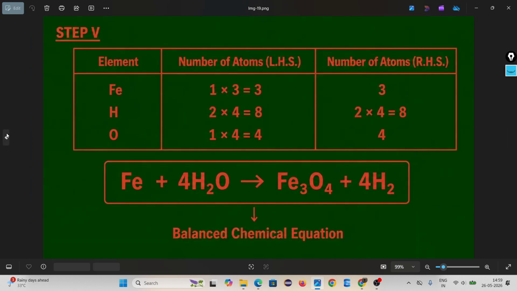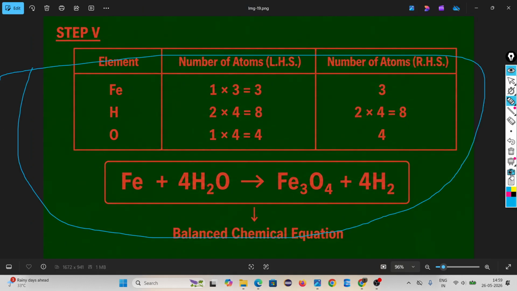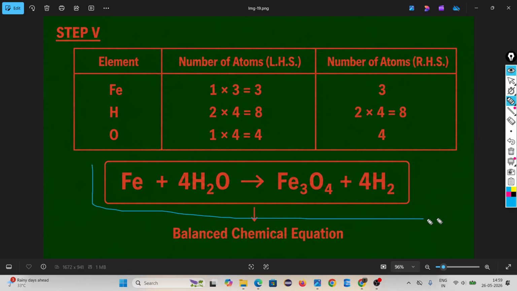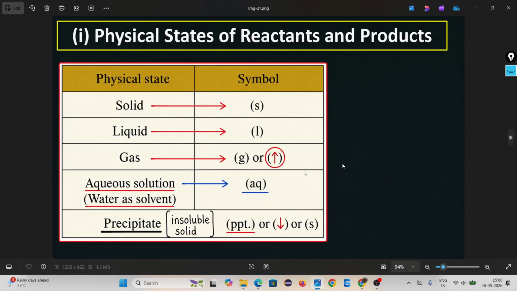Look at this reaction. Iron is in which state? Water is in which state? This iron oxide is in which state? Hydrogen is in which state? You know, na? Iron is solid. Water is liquid. This is also solid. This is a gas. For this we write some symbols.